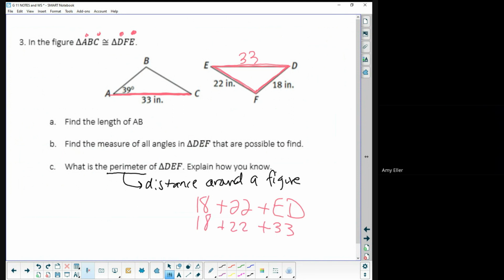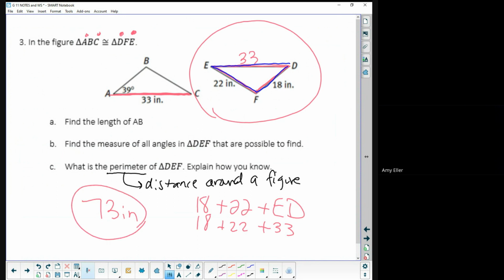So now we can find the perimeter. We can walk around the outside and add up all 3 outsides is the perimeter. Let's add those up. 18 plus 22 plus 33. It is 73 inches.